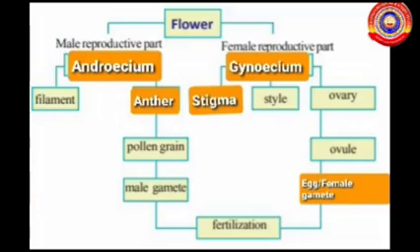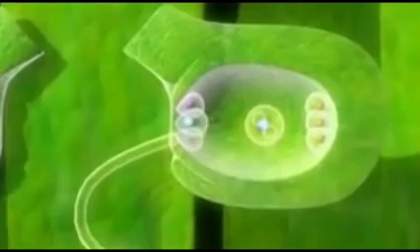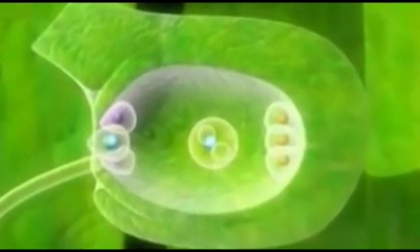Then we discussed the reproduction in plants. The flowers are the sex organs in plants. The androecium and gynoecium are the male and female reproductive parts of a flower. Here, the male gamete from the pollen grain and the female gamete, or egg, from the ovule fuse together to form the zygote.